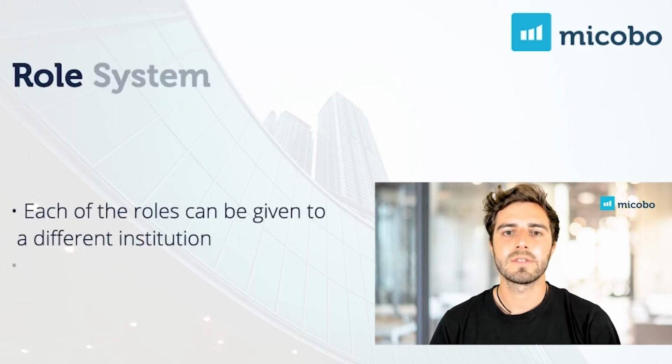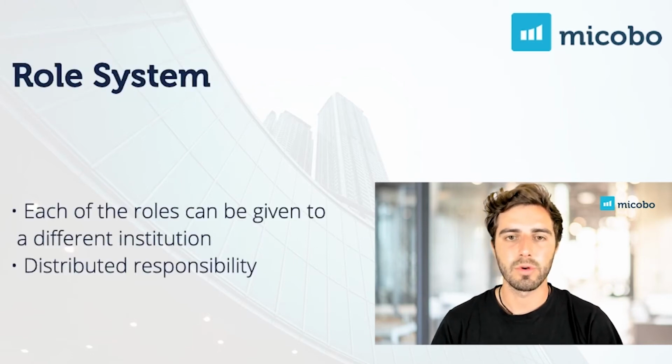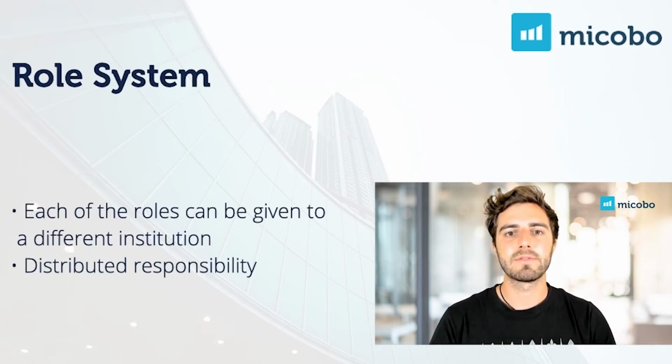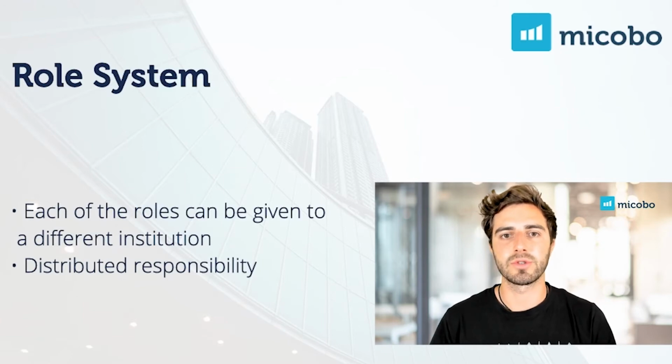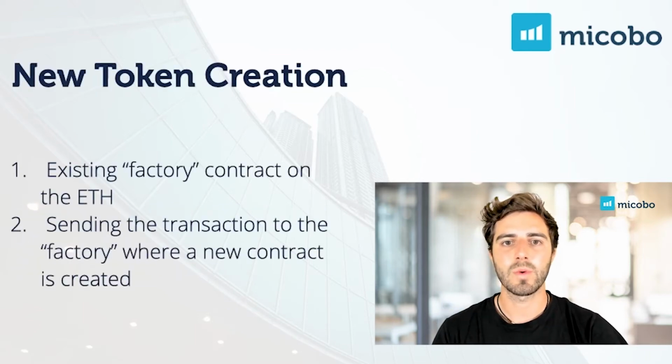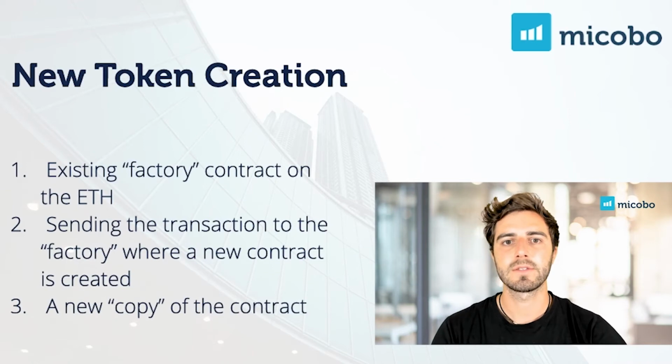One of the ideas with this very granular role system is that each of these individual roles can be given to, in theory, a different institution or company. That means that the responsibility for different things handling the token can be distributed in any way the client wants it. So let's talk about what happens when a new token is actually created.